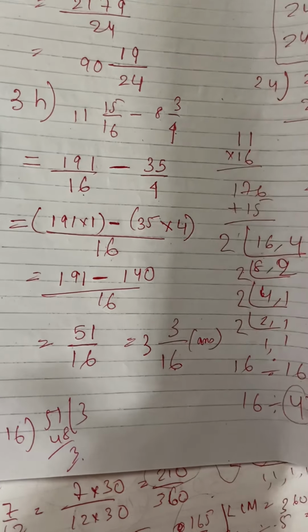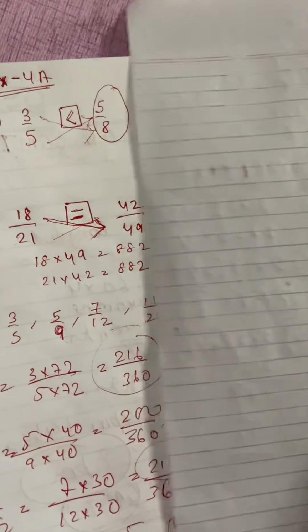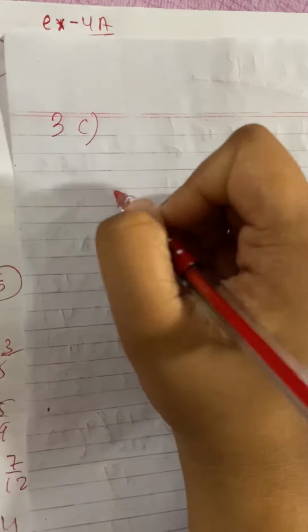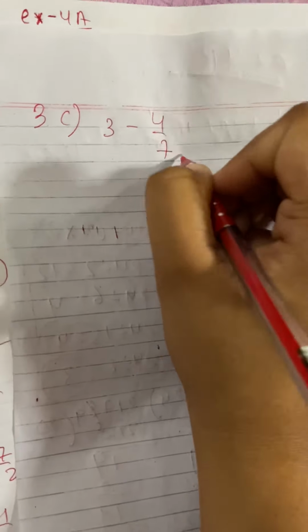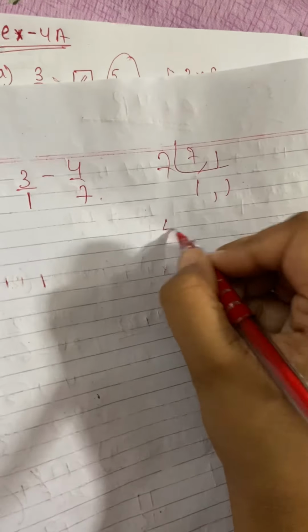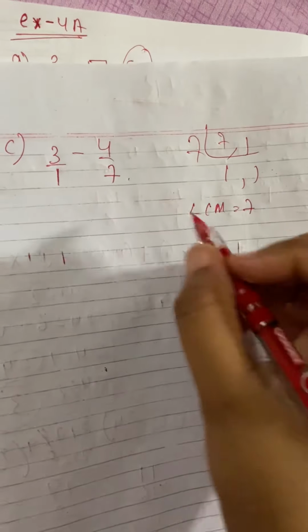Similarly, we'll start with another question on how we will subtract a fractional number from a whole number. Suppose the sub question number C, 3 minus 4 by 7. So for this you have to imagine that this is 3 by 1. Now the process is the same. You have to find the LCM of 7 and 1, which is 7. Then you have to divide the LCM with both the denominators.